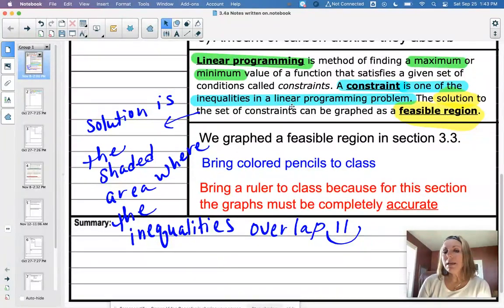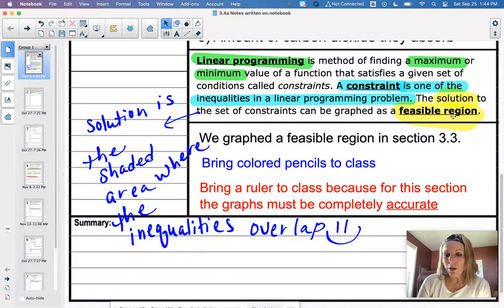Linear programming is a method of finding a maximum or minimum value of a function that satisfies a given set of conditions called constraints. A constraint is one of the inequalities in a linear programming problem. The solution to the set of constraints can be graphed as a feasible region.